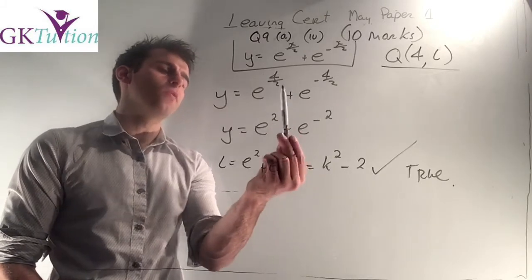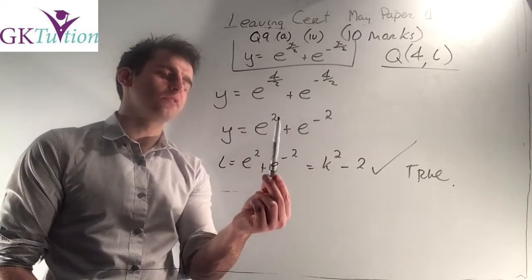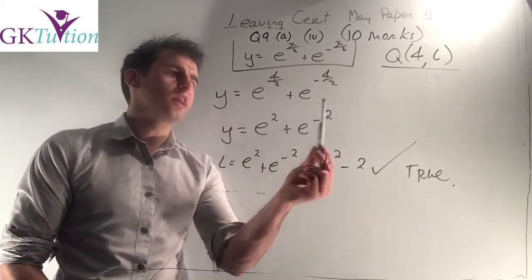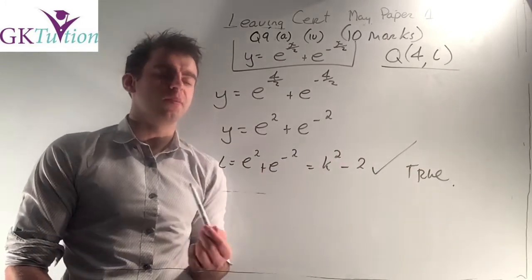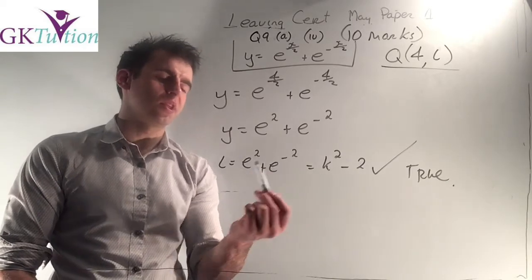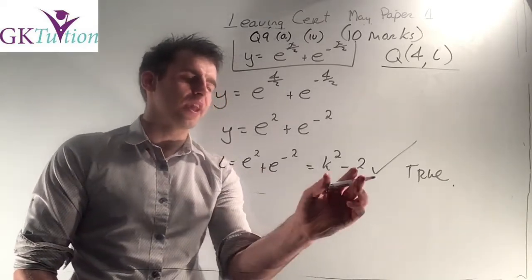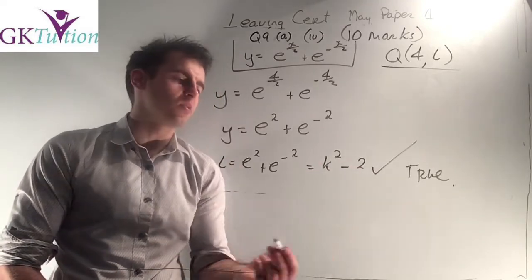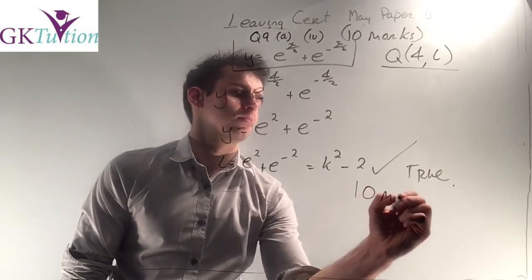If you sub in 4, your power is 4 over 2 and minus 4 over 2. 4 over 2 is obviously just 2, and minus 4 over 2 is minus 2. Which means you've worked out that if x is 4, the corresponding y value is e to the 2 plus e to the minus 2. In other words, L is equal to e to the 2 plus e to the minus 2. And in the previous slide, we worked out that that is what k squared minus 2 is. So happy days, that means that L is the same as k squared minus 2, so it's true. And for that, you get 10 marks.